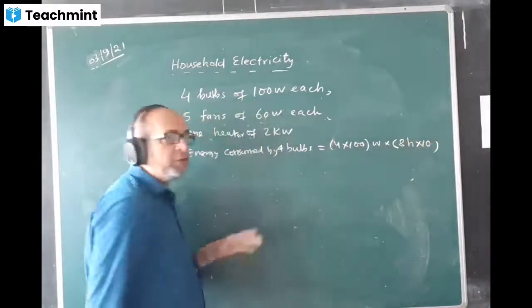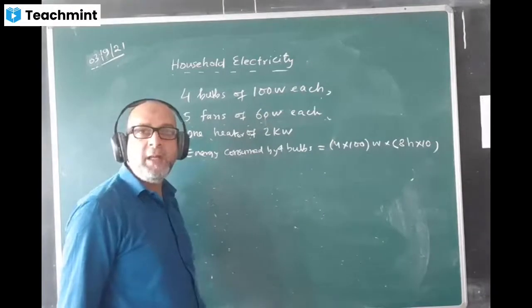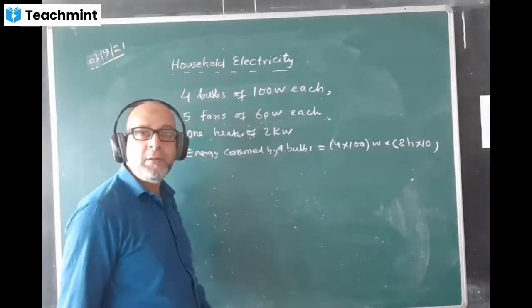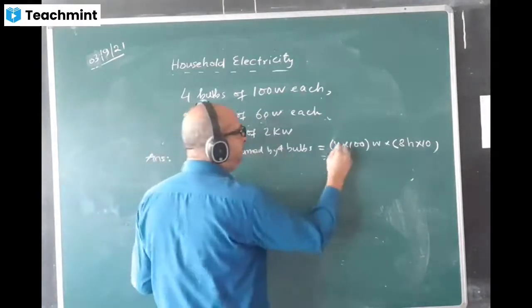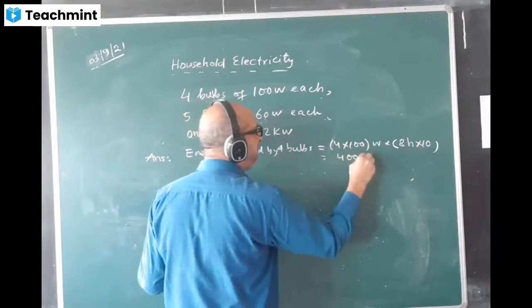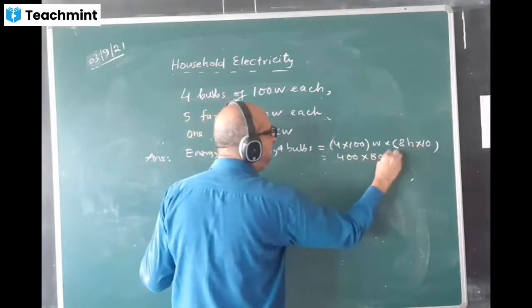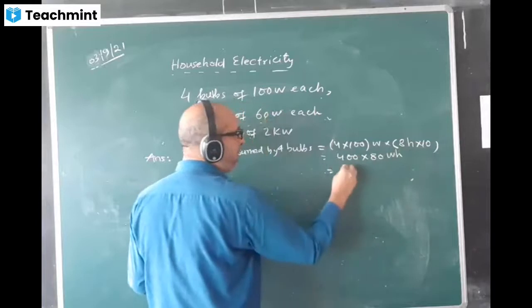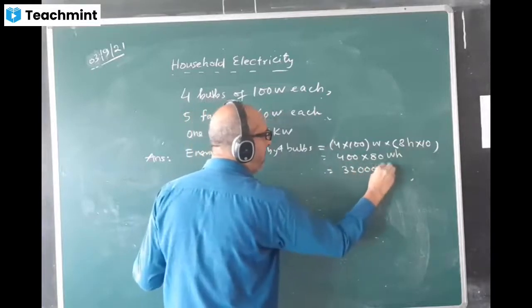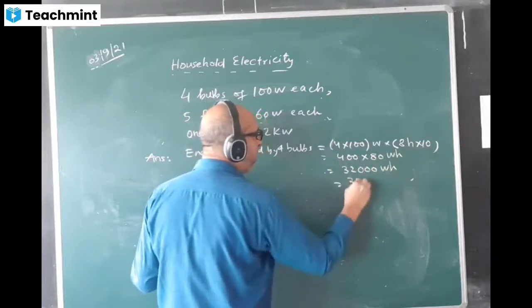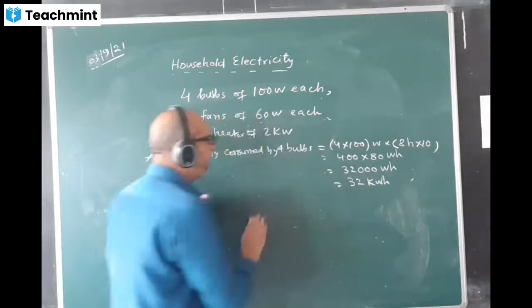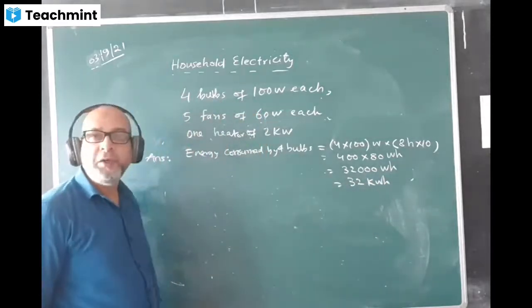So for 10 days you have to do it, so into 10. Total number of hours will be 8 hours into 10, that is 80 hours altogether in 10 days. This will come 400 into 80. The unit is watt hour. This is coming 32,000 watt hours. We are changing it to kilowatt: 32 kilowatt hour. That means your bulbs will consume 32 units.